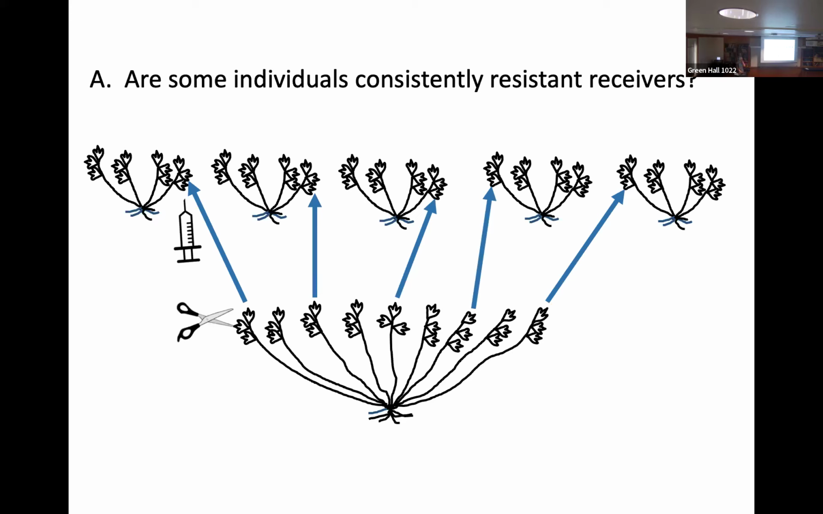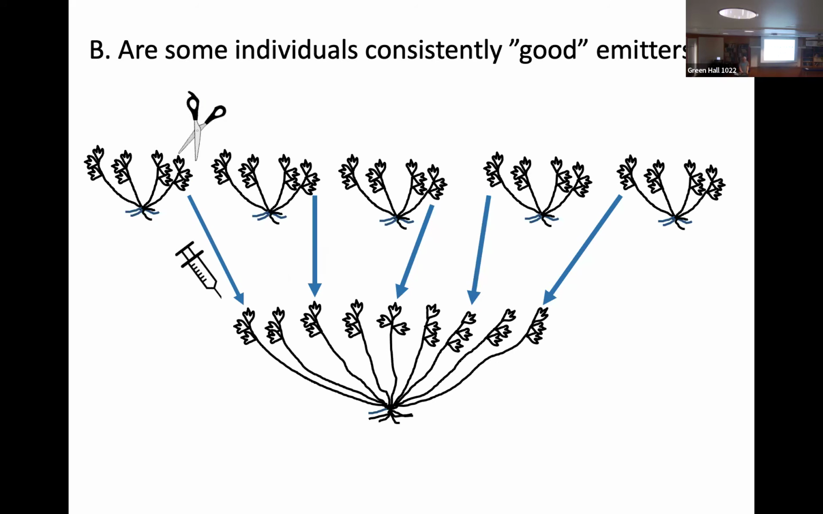And in order to ask that question, what we've done is moved cues from a single emitter and given those cues to a bunch of different receivers. And we've done the same thing sort of in reverse. So we have actually in this cartoon just 5 different emitters and 5 different receivers. In fact, we've done it for each plant with 10 emitters and 10 receivers.